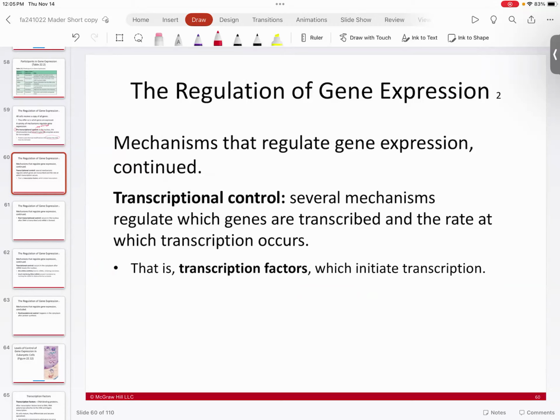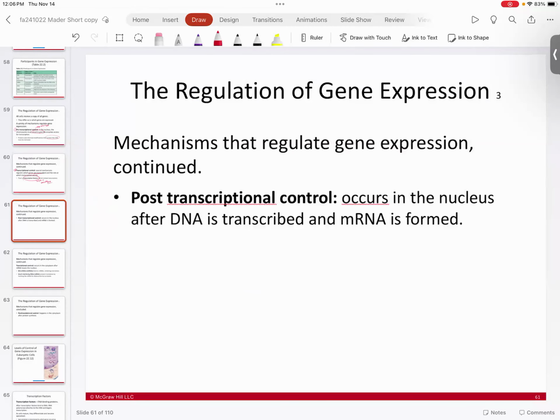Another way is called transcriptional control. This is basically a situation where you can regulate the genes that are responsible for doing the transcription. You can do this with what's called transcription factors, which are essentially helpers in the transcription process. And they can have both inhibitory and excitatory roles. So they can either enhance transcription or they can depress transcription.